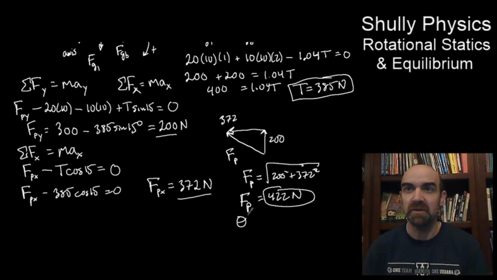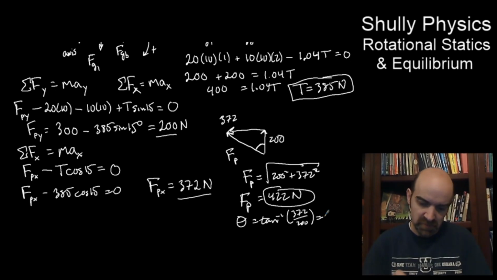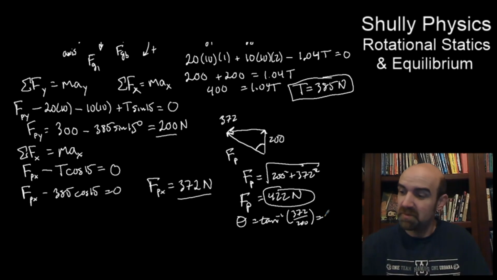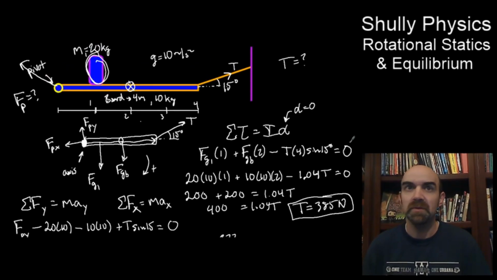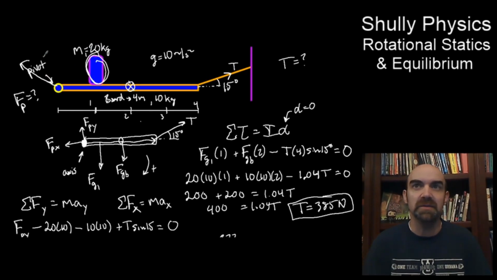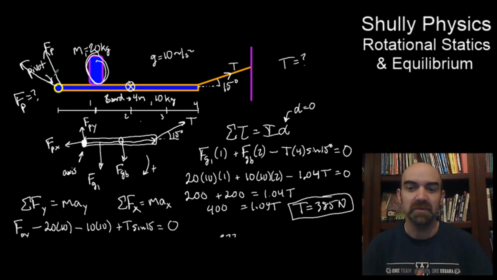We could also find a direction. All right, the angle here. What angle is that going to be? It's going to be the inverse tangent of 372 over 200. A lot of stuff we can figure out from this. See how it compares to 15. And it's 61.7 degrees. That's actually, this angle here is a bit steeper. F pivot is going this way, about 62 degrees there. Okay, so now we have a solution for that one.